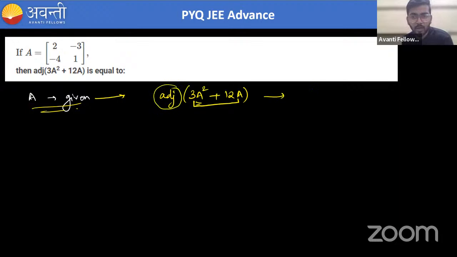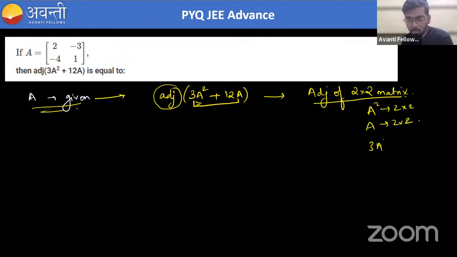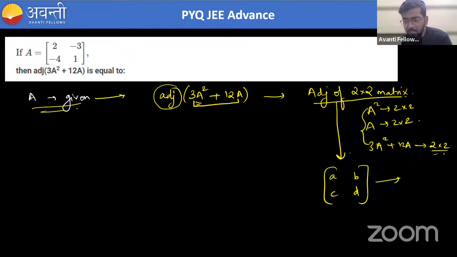So in this question, we have to find the adjoint of a 2 into 2 matrix. Since the given matrix is 2 into 2, A square will be a 2 into 2 matrix, A will be a 2 into 2 matrix, so 3A square plus 12A will be a 2 into 2 matrix. To find the adjoint of a 2 into 2 matrix, you can remember the trick that the adjoint of the matrix A, B, C, D is simply: exchange A and D, you write D here, you write A here, and keep B and C the same but with a negative sign.